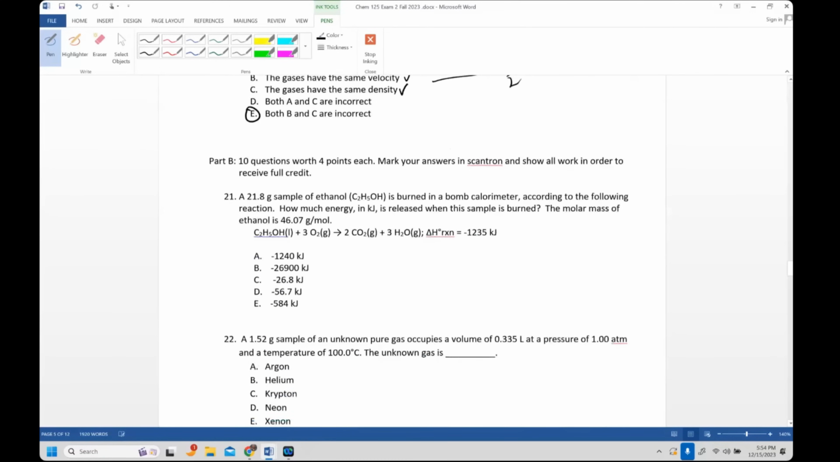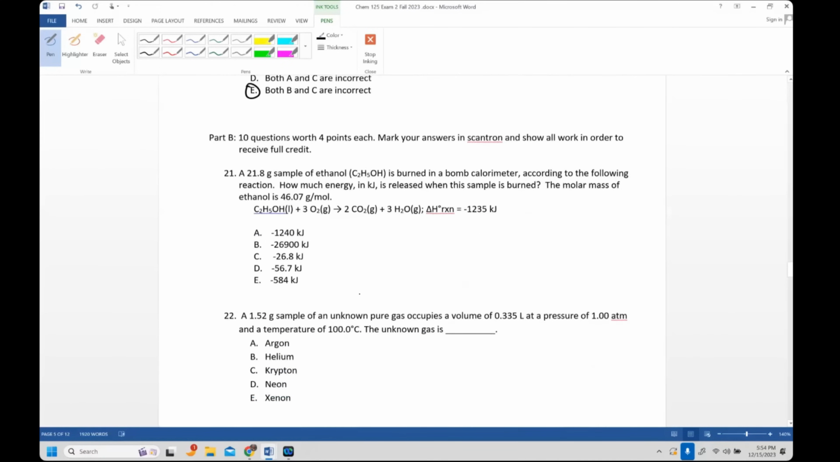All right, next, part B. A 21.8 gram sample of ethanol is burned in a bomb calorimeter according to the following reaction. How much energy is released when this sample is burned? The molar mass of ethanol is 46.07.